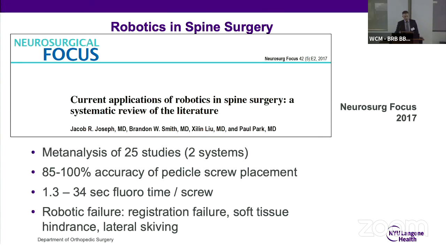This is a meta-analysis of robotic accuracy rates. You can see rates ranging from 85 to 100% and a reduction in fluoro time. We did a study at our institution, and the amount of radiation that the patient was exposed to was twice as much with fluoroscopically placed pedicle screws as with our robotic and navigated pedicle screws, and that included the majority of those patients getting preoperative CTs, which were factored into the actual radiation dose.